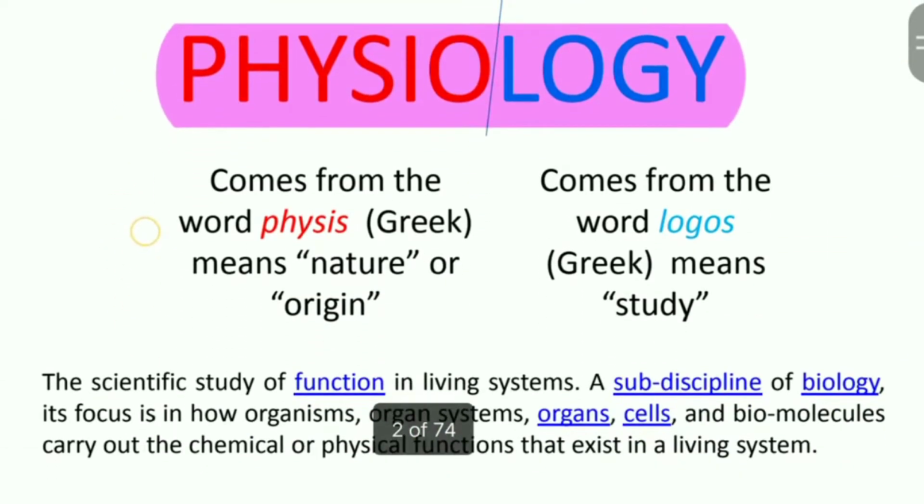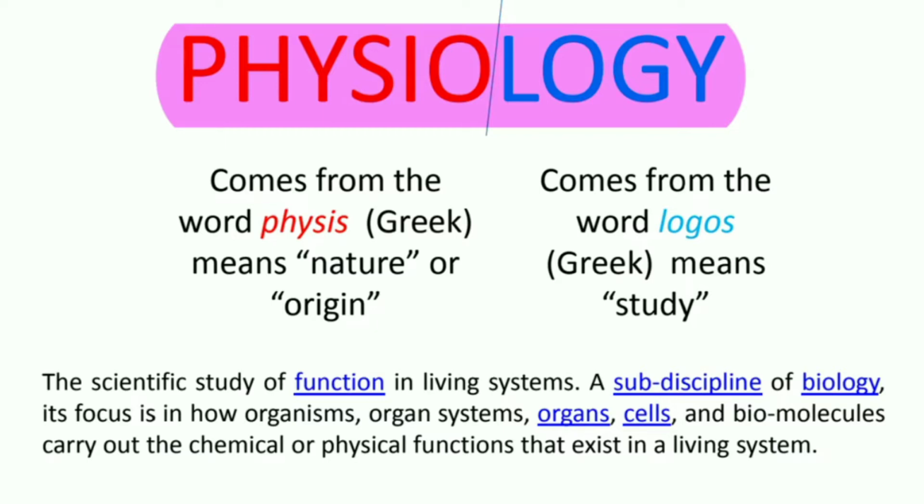So first of all, to know about plant physiology, we should first know what basically physiology means. Physiology can be divided into two terms, physio and logy. Physio comes from the Greek word physis, which means nature or origin. At the same time, logy comes from the Greek word logos, which means study. So basically, the scientific study of function in living systems is known as physiology.